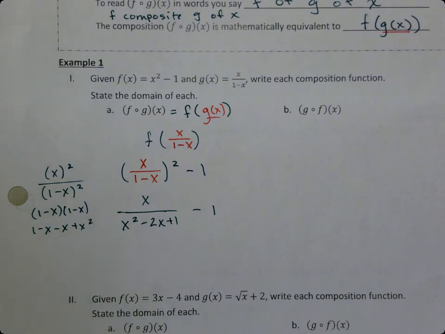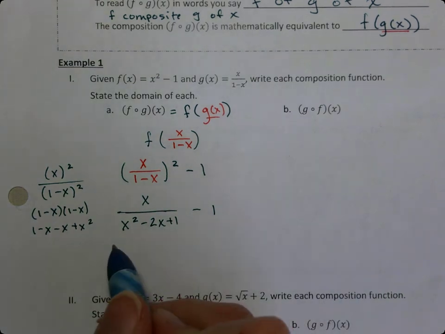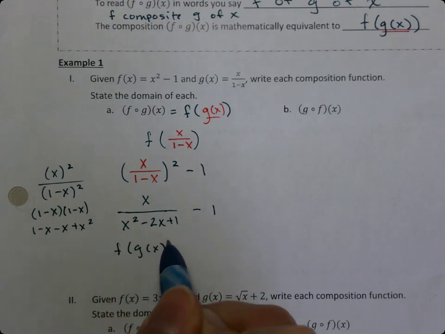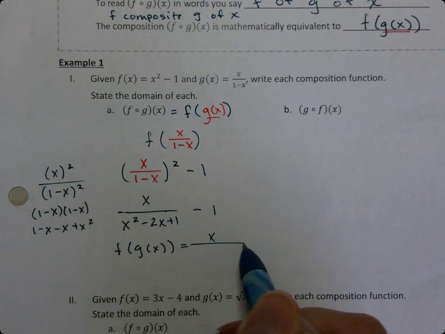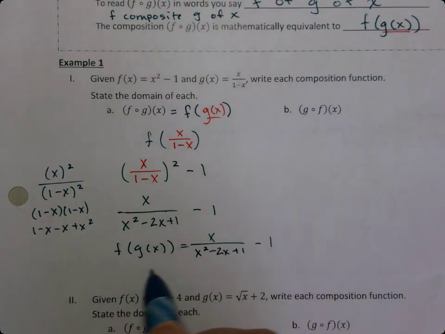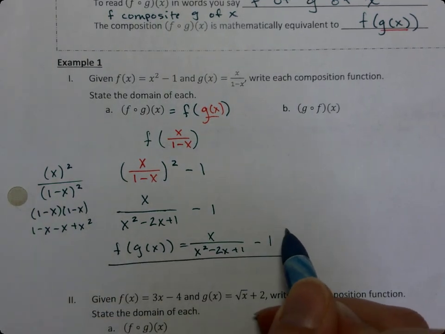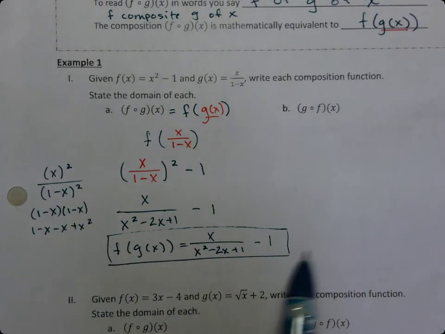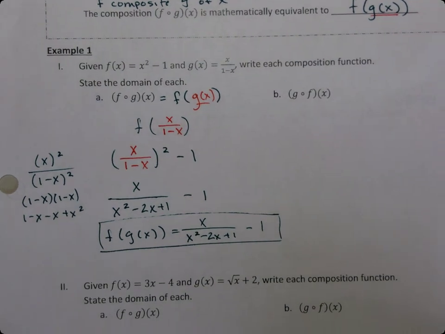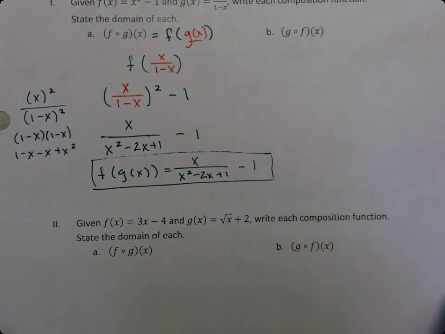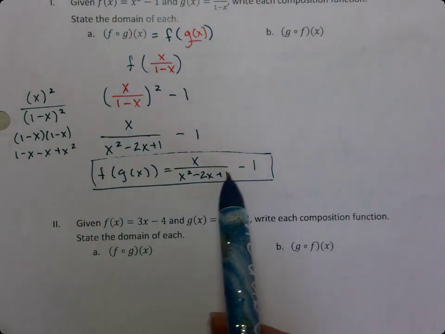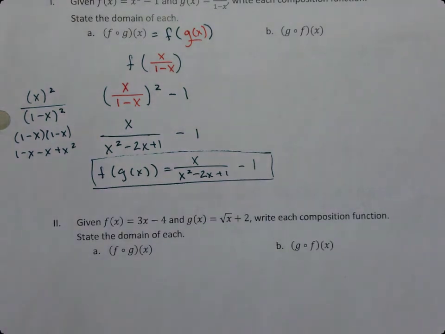However, we want to write it in function notation. So for your final answer, I'm going to say I did f composite g of x. And that gave me x over x squared minus 2x plus 1 minus 1. Now, I know in chapter 8, we would have said, oh, we need to build a common denominator and add like terms. We're not going to push that here, so we can leave it like this, but we did need to expand that. But you don't have to add these like terms.